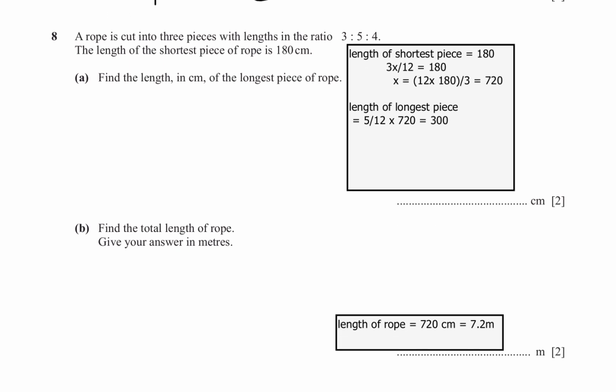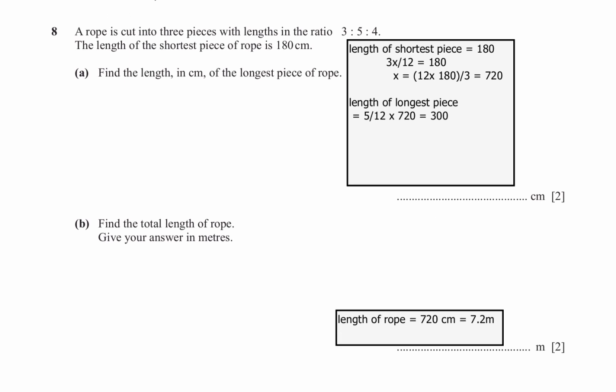Okay, our rope is cut into 3 pieces with lengths in the ratio 3:5:4. Find the length of the shortest piece. The length of the shortest piece is given to be 180 centimeters. Find the length in centimeters of the longest piece. Let x be the length of the entire rope. So 3x over 12 is equal to 180. So x is equal to 12 times 180 over 3, that is 720.